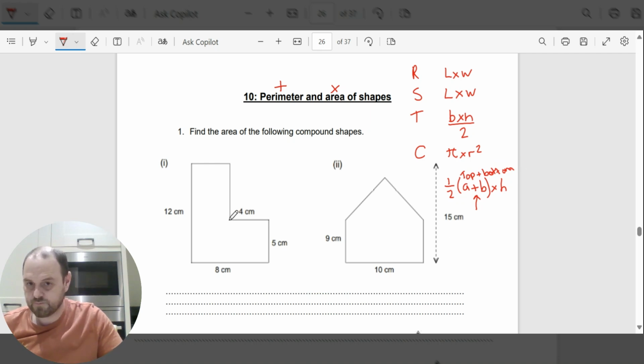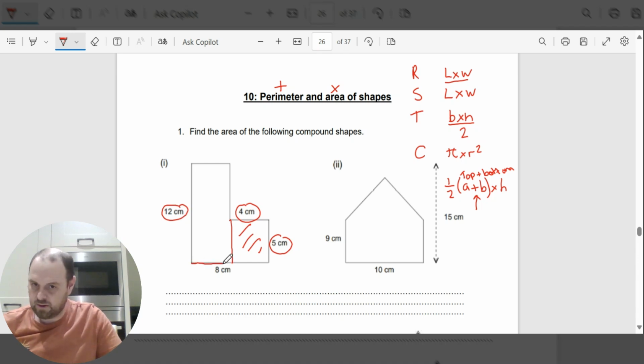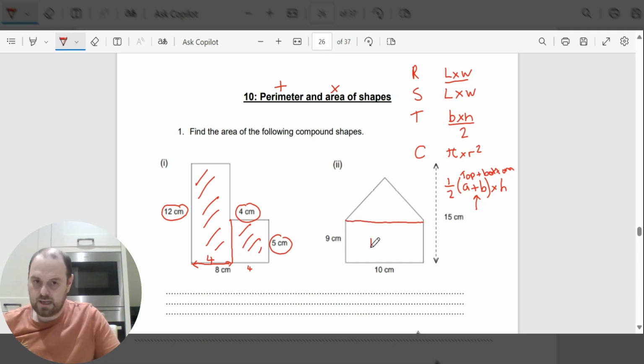Okay, here. Got to split this shape up into rectangles. It's the only way to do it. This rectangle here, length times width. This rectangle here, length, not width. The 8 is all the way across, and I only want to there. Okay? But if we spot that that is 4, then this must also be 4 to make them add up to 8. So this one would be 12 times 4. Add them together. Here. Length times width.